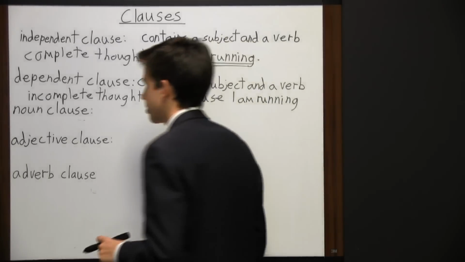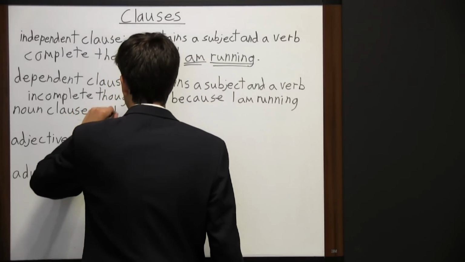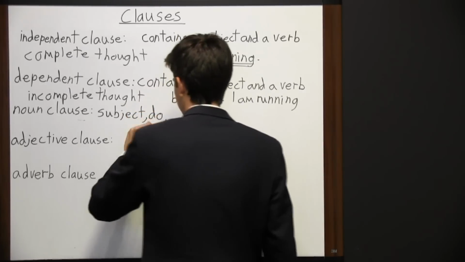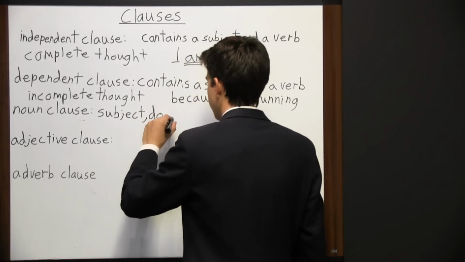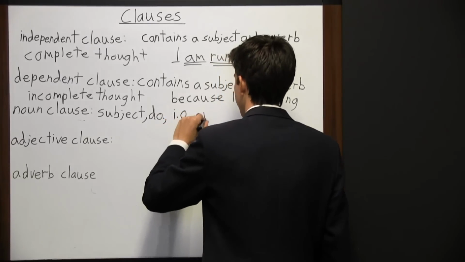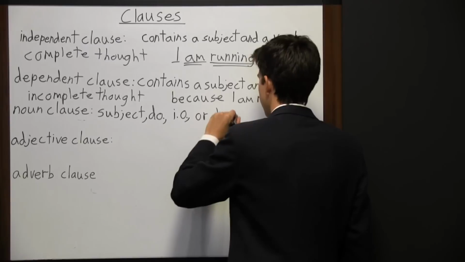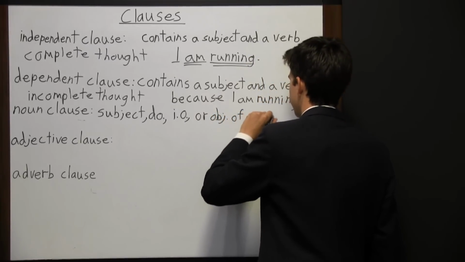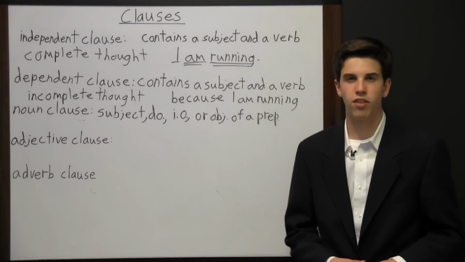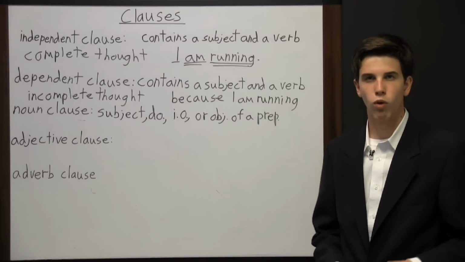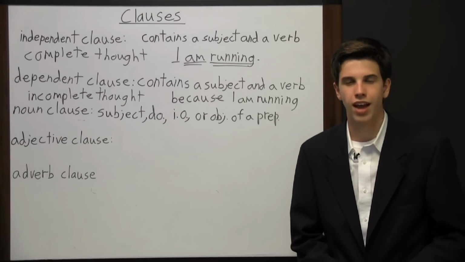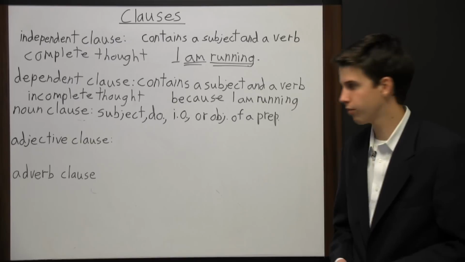Now, a noun clause can be a subject, a direct object, which I will abbreviate DO, an indirect object, abbreviated IO, or an object of a preposition. So a noun clause can begin with WH question words like what, which, when, where, who, or whom, and question words like how or if.